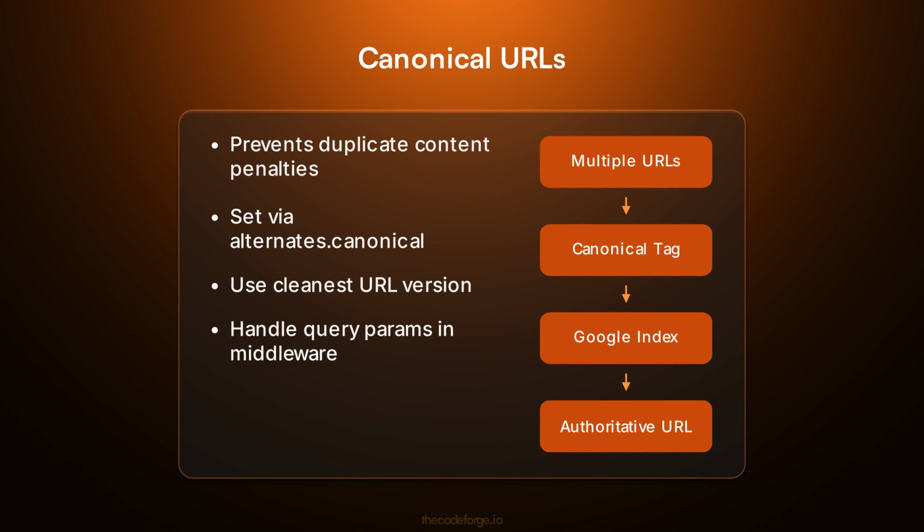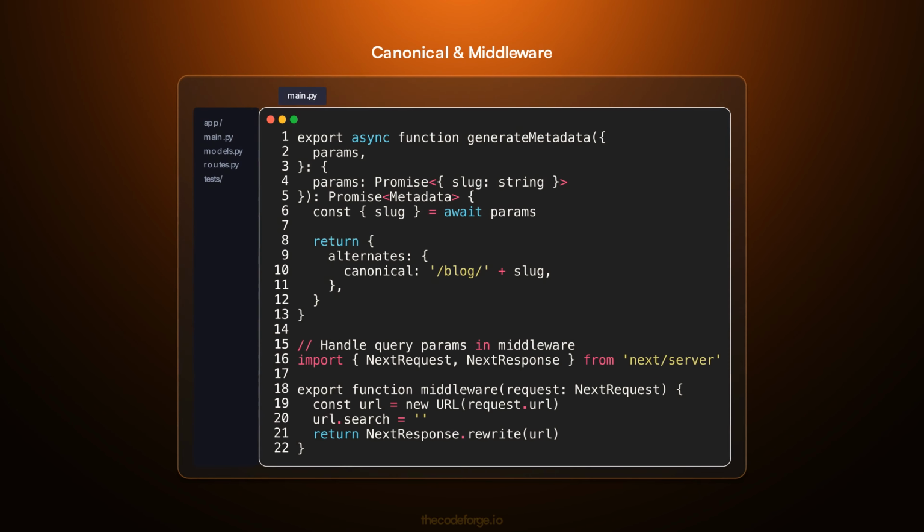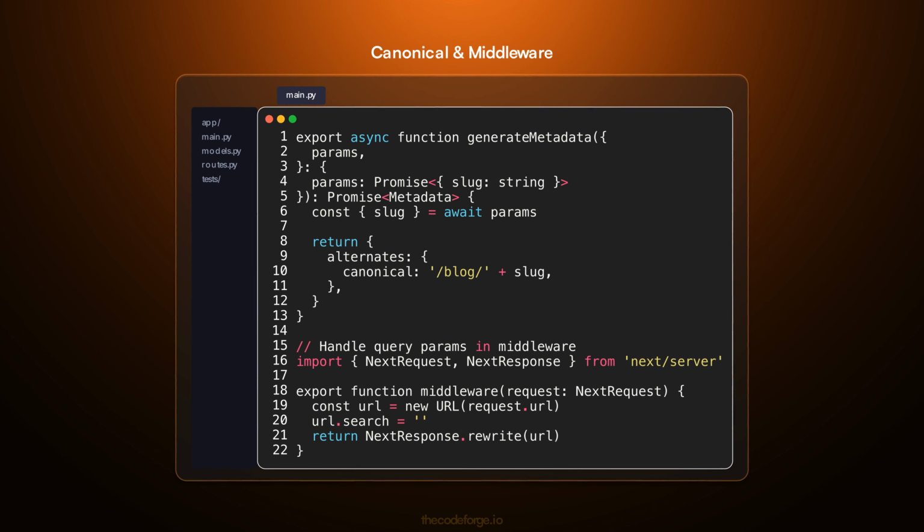Duplicate content confuses search engines. Canonical URLs tell Google which URL is authoritative. Set it in generateMetadata using alternates canonical. Always use the cleanest version of the URL. Set canonical URL in generateMetadata.